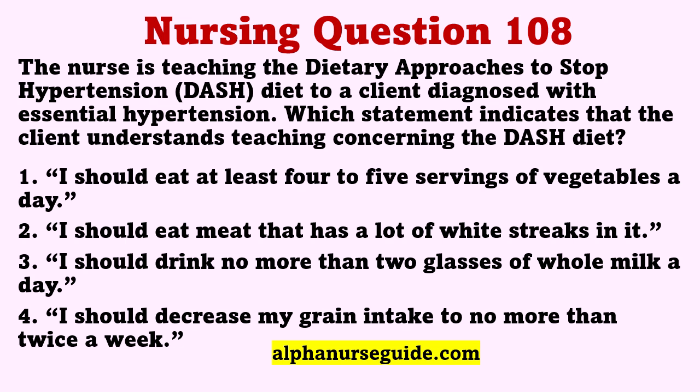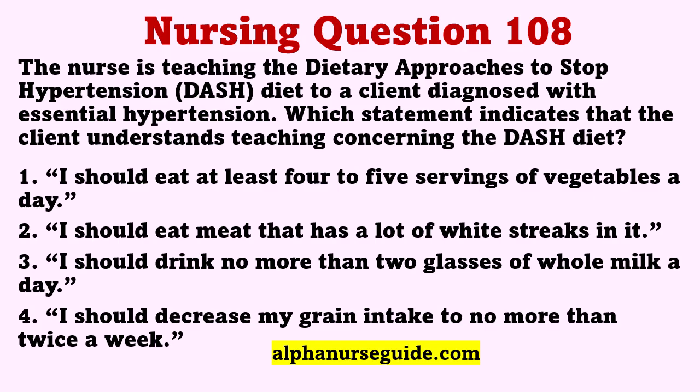1. I should eat at least 4 to 5 servings of vegetables a day. 2. I should eat meat that has a lot of white streaks in it. 3. I should drink no more than 2 glasses of whole milk a day. 4. I should decrease my grain intake to no more than twice a week.